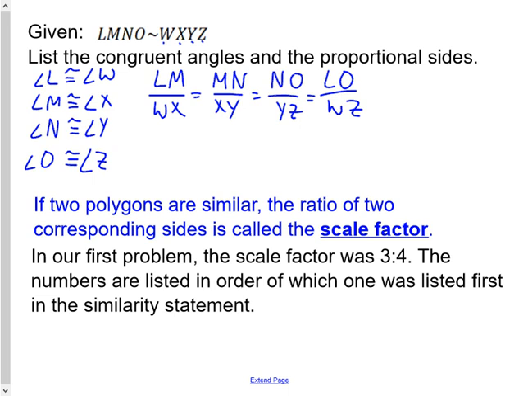Next, if two polygons are similar, the ratio of their corresponding sides is called the scale factor. Right, I did talk about that in our first problem. The scale factor was 3 to 4. The numbers are listed in order of which one was listed first in the statement. Meaning, if we were comparing these two, it's the sides of LM to the sides of WX, right? So these were all 5, so these were 7. We would then say 5 to 7, given this statement. If they gave us the statement the other way, WXYZ similar to LMNO, then the numbers would flip. 7 to 5. So just a heads up, it is important in terms of order.